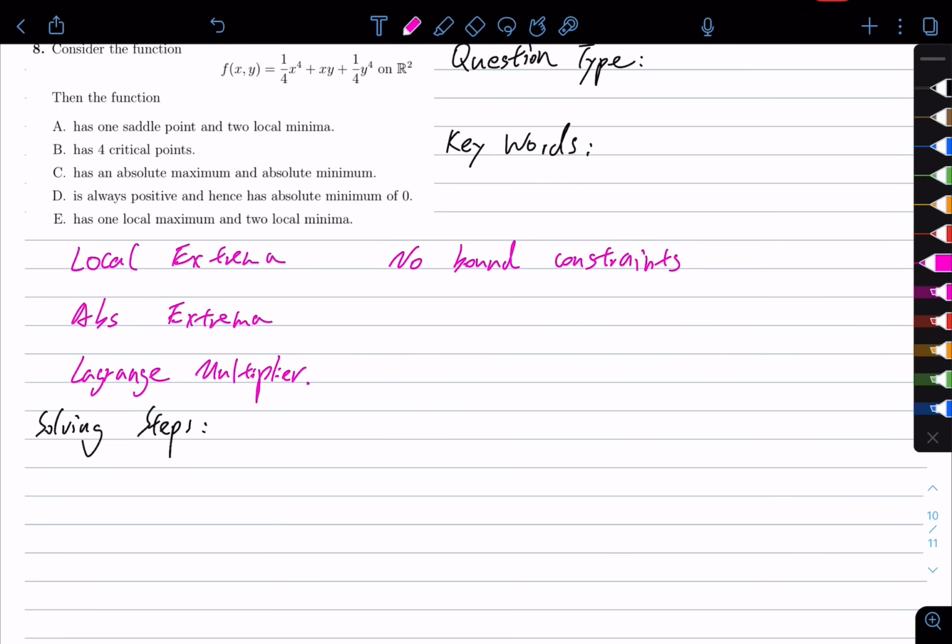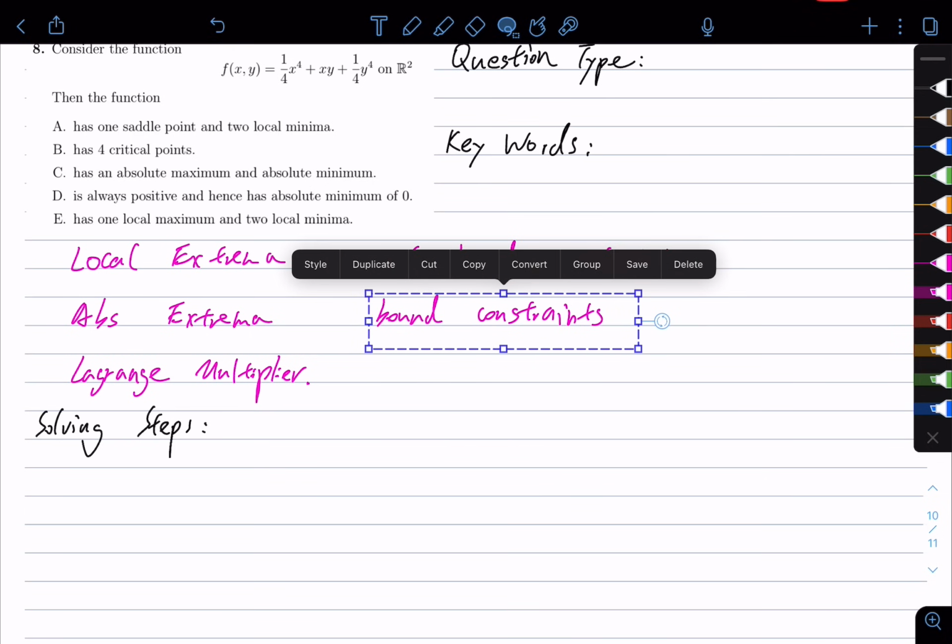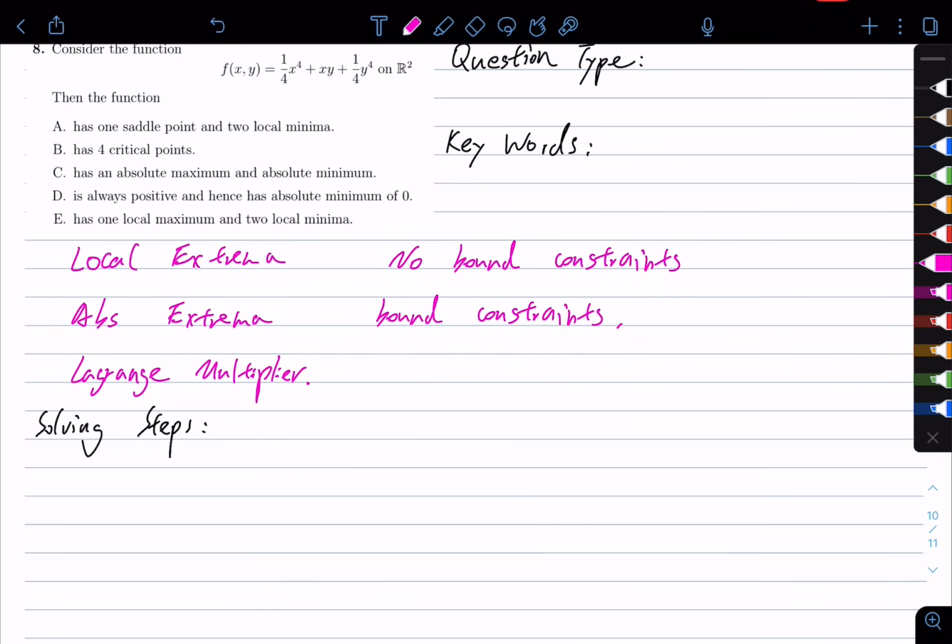Okay? For the absolute extrema problem, we do have bound constraints, and then we need to find them. We need to find bound constraints, where both extrema exist, could exist.